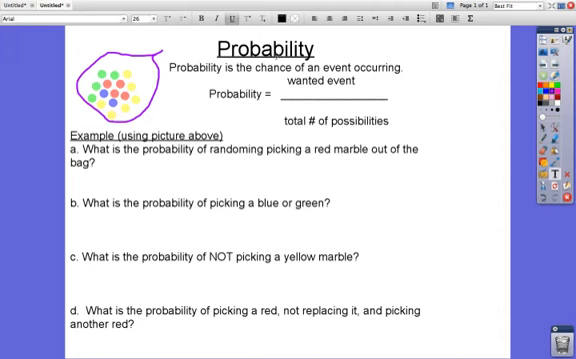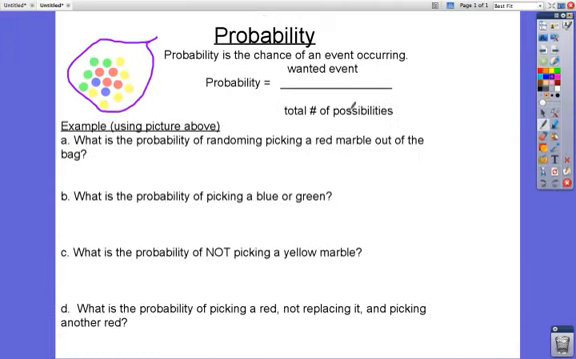Today you will be learning about probability, and probability is the chance of an event occurring. So for example, 20% chance of rain is a probability. So when we are calculating probability, we want to use this formula. We put the wanted event that we're looking for and divide it by the total number of possibilities.